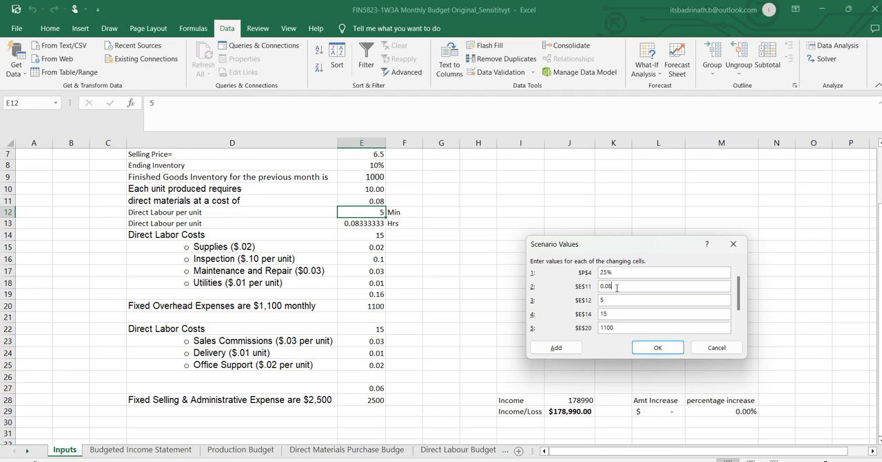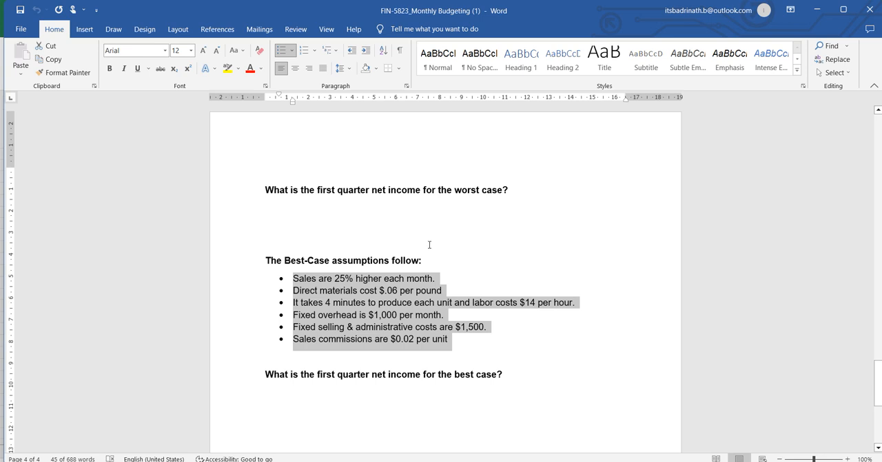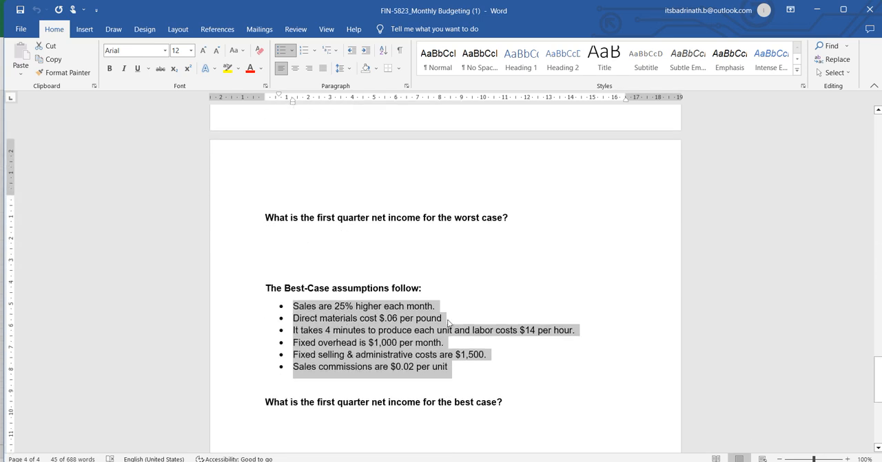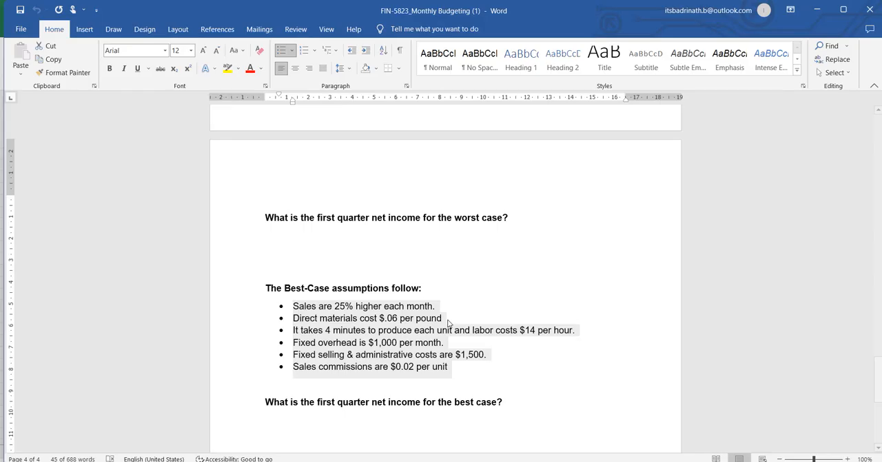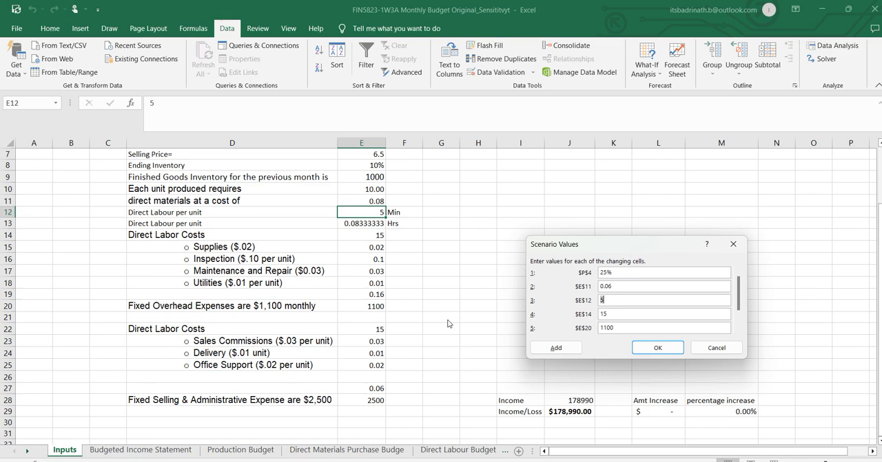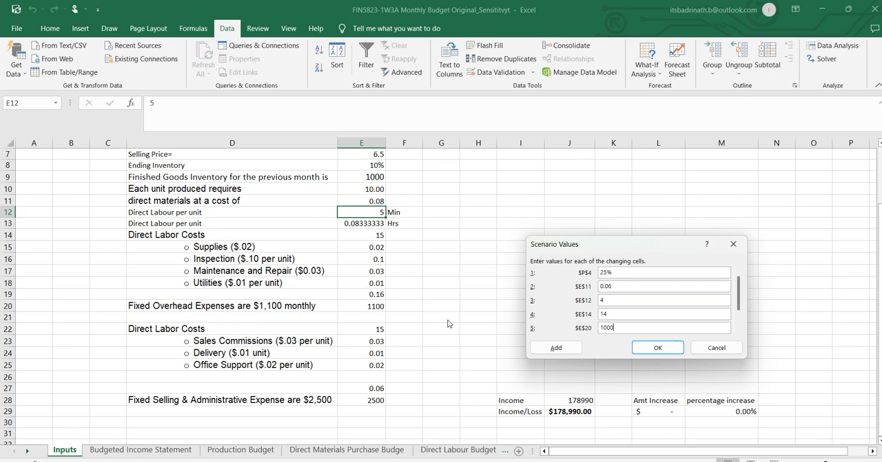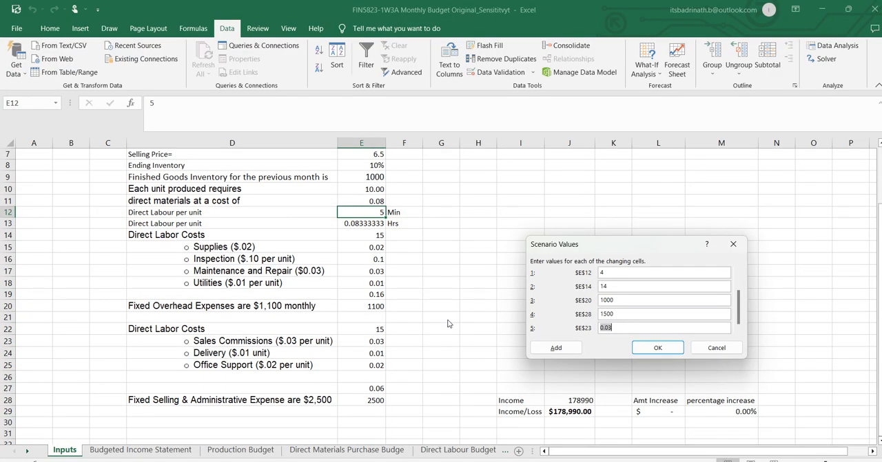ఇందాకలో మనం మైనస్ ఇవ్వాలి, అది ఎడిట్ చేసుకోవచ్చు. బెస్ట్ కేస్ కి వెళ్ళినప్పుడు 25% పాజిటివ్. ఇది యాక్చువల్గా 25% లోవర్ అంటే మైనస్ ఇవ్వాలి మనం. డైరెక్ట్ మెటీరియల్స్ 0.06 అన్నాడు. ట్యాబ్, 414, తర్వాత 1000, 1500, 1000, 1500, తర్వాత 0.0, 0.0.